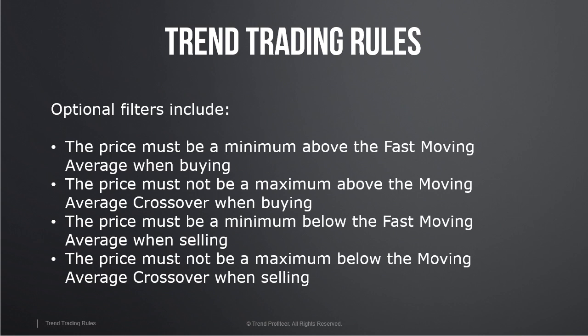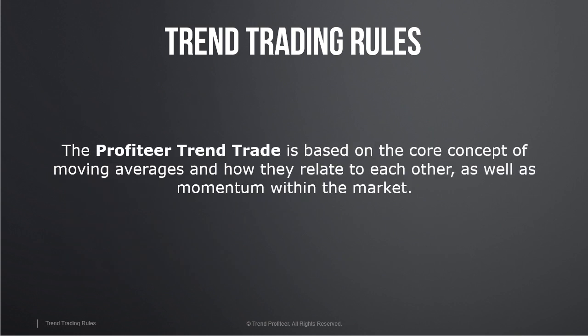And conversely, the price must be a minimum below the fast moving average when selling, and not be a maximum below the moving average crossover when selling. So again, we cover that more fully in Goldilocks zone, and in the following lessons we'll go over straight trend trading in both conservative and aggressive environments. The Profiteer trend trade is based on the core concept of moving averages and how they relate to each other, as well as momentum within the market. That's very simplistic, but I look forward to going over these trend trades with you in more detail in the next 4 lessons.